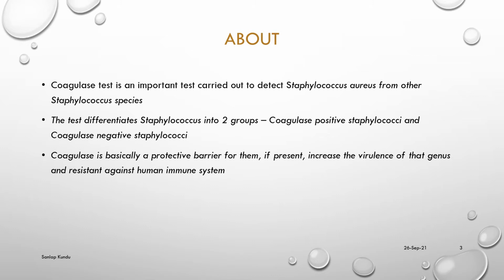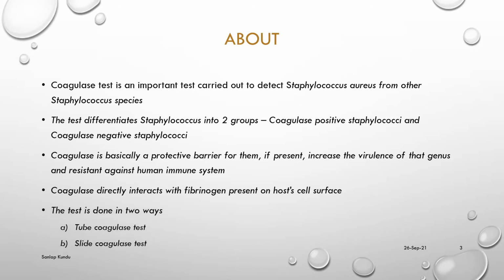Now, coagulase is basically a protective barrier for those Staphylococcus. If coagulase is present in their cell wall, it increases the virulence of that genus and provides resistance against the human immune system. Coagulase directly interacts with the fibrinogen present on the host cell surface. This Coagulase test is basically done in two ways. One is the tube Coagulase test, two is the slide Coagulase test.